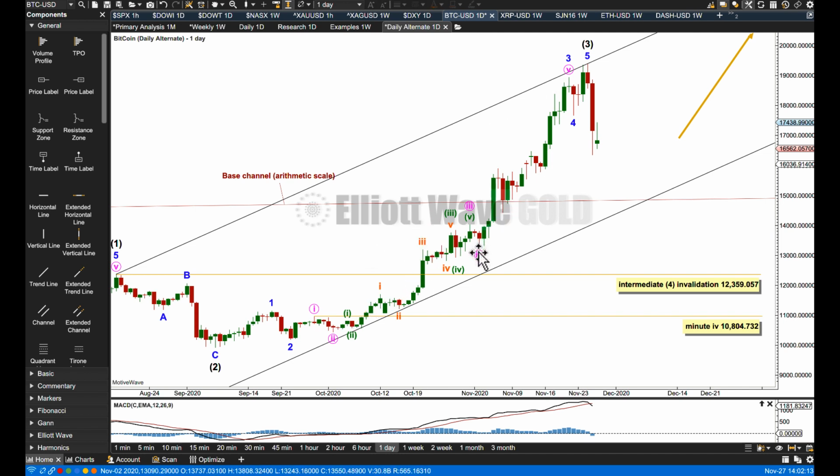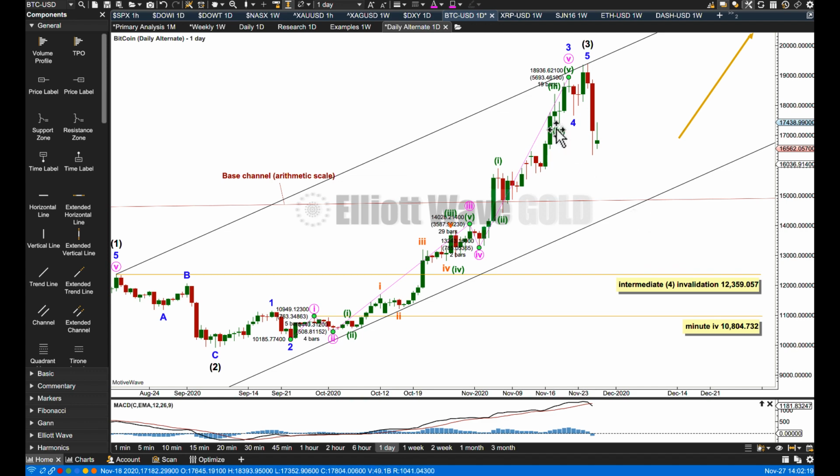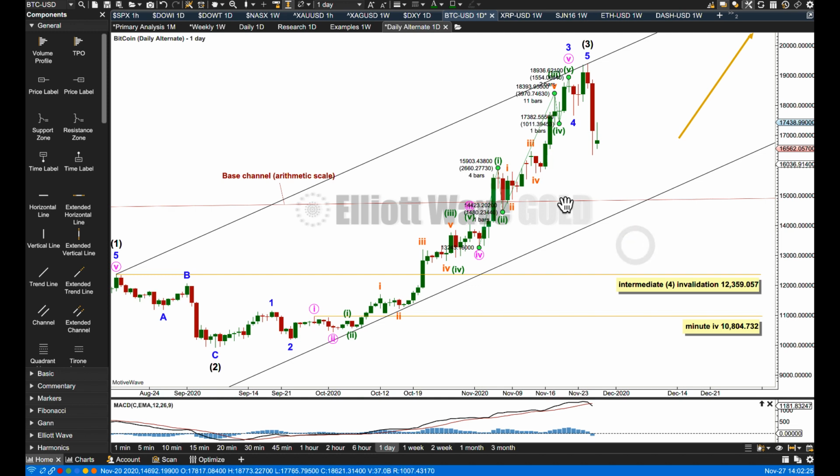Okay, the problem here is minute wave 5. This doesn't look right. Let's put some labels in there. Yeah, it's the middle of this third wave. This is not going to work. Let's put the labels in and I'll show you what I mean. Oh, well, actually it could. Oh, I was wrong. Okay. Let's put some labels in here.